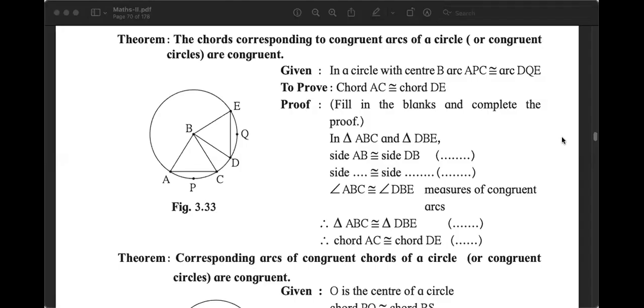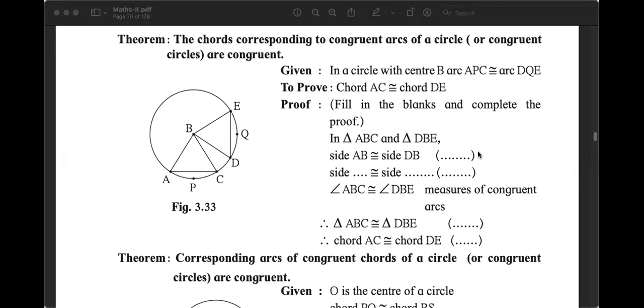So after we have understood arc, major arc, minor arc, central angle, measure of an arc, congruent arc, and sum of the measure of arcs, we have a theorem. We have learned this theorem in class 7, I guess. It says the chords corresponding to congruent arcs of a circle are congruent.